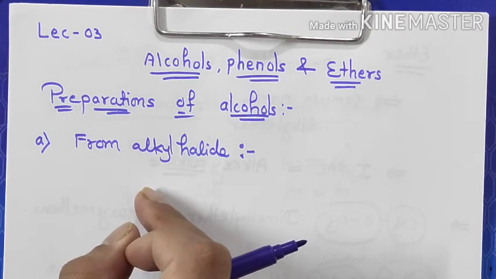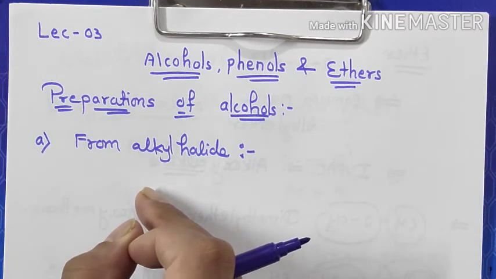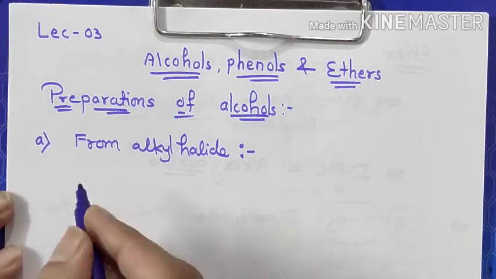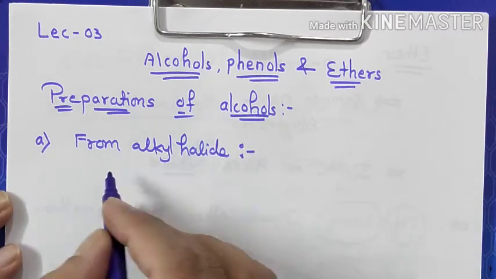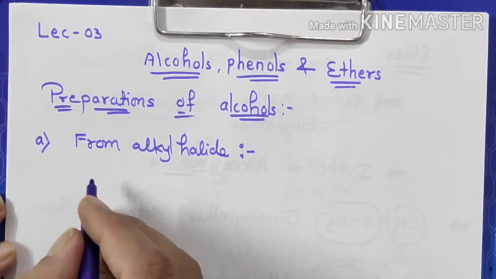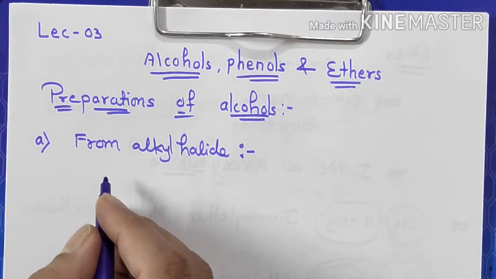This preparation we already studied in our previous chapter, that is halogen derivatives. Only the thing is that there we have studied it in chemical properties, here we are studying it in preparation. So preparation of alcohol from alkyl halide, right? The first is by hydrolysis process.